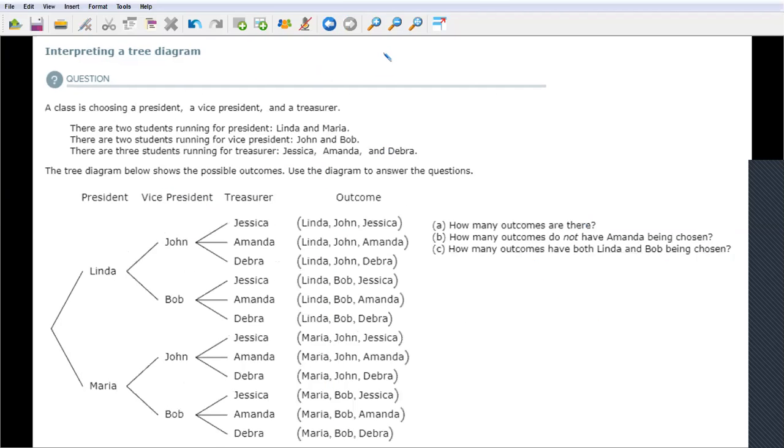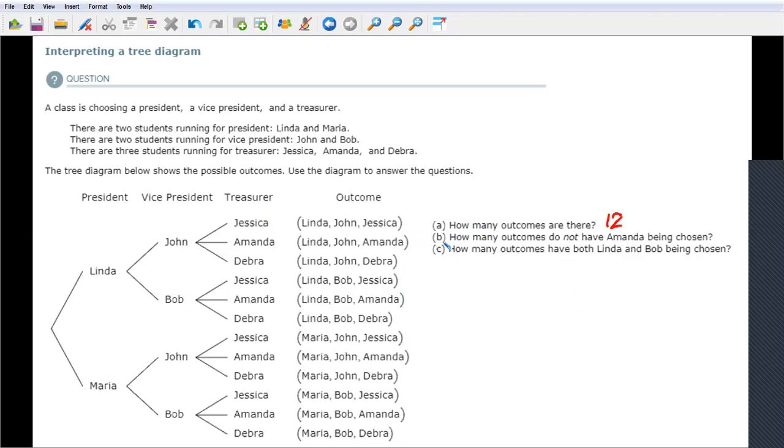Here's the last one that I have for you. We've got a class that's choosing a president, a vice president, and a treasurer for their student council. It says there are 2 students, Linda and Maria, who are running for president. You've got John and Bob running for vice president. And then for treasurer, we have Jessica, Amanda, and Deborah. So what we have here are the 12, again, possible outcomes that we could possibly have for these 3 positions.